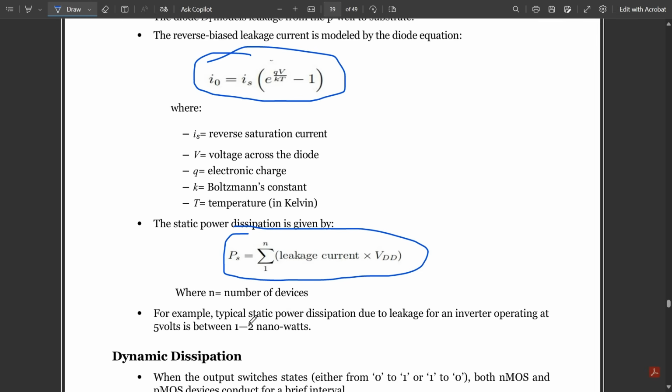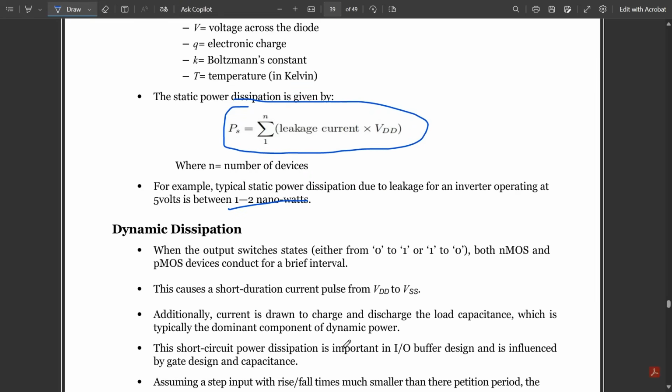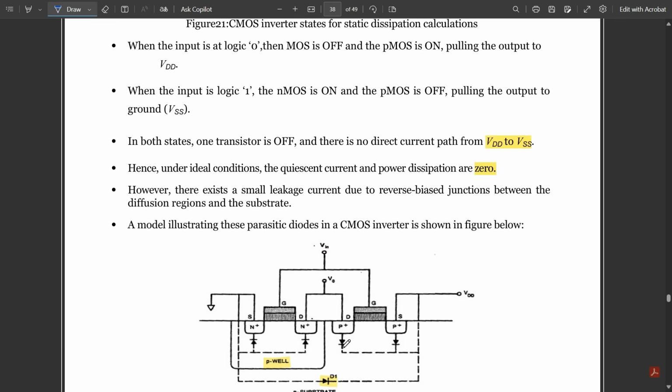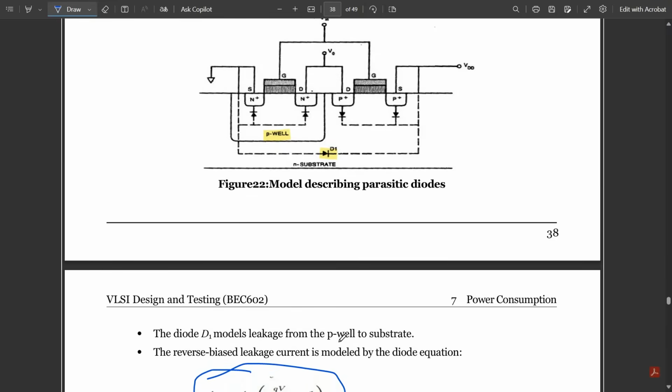For example, a typical static power dissipation due to leakage for an inverter operating at 5 volts is between 1 to 2 nanowatts. Okay, they have given some data here: at 5 volts, the static power dissipation due to leakage for an inverter is 1 to 2 nanowatts. So this was all about static power dissipation. Please note it down.